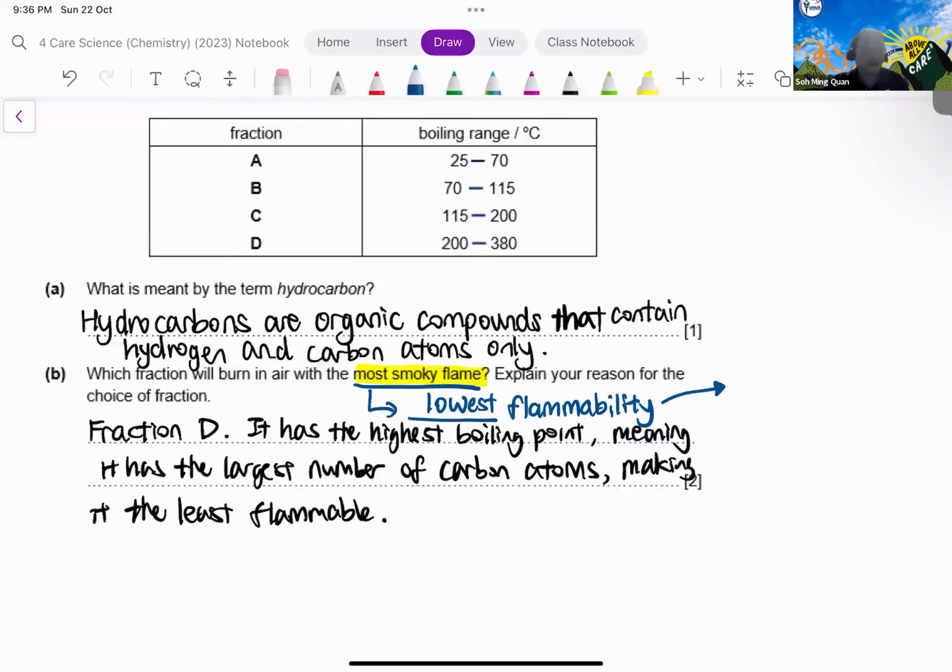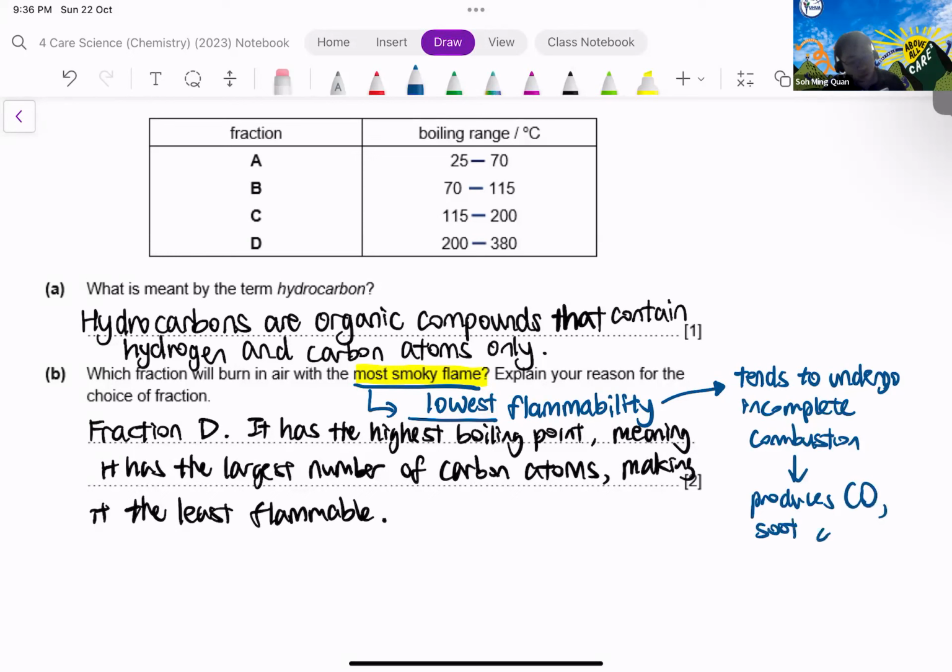So if it has the lowest flammability, it tends to undergo incomplete combustion, which of course produces CO, soot, and water. And this soot is what you see as smoke. So a smoky flame means there's a lot of incomplete combustion going on, and that is a sign that something has a very low flammability.